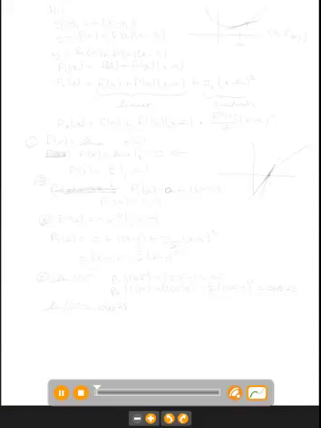We are now in 11.1, and this chapter's on power series. The goal here is to approximate a function with a polynomial. So we're going to take an odd function like maybe the sine of x, and we're trying to come up with a polynomial that approximates it. And that is the end result here, what we're trying to do.